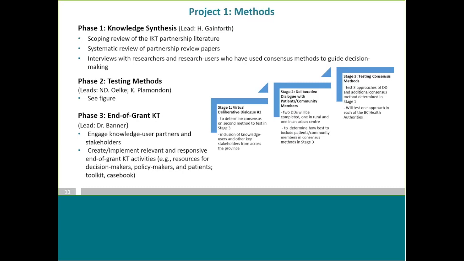Phase 2 will be the bulk of our project and will occur in years 2 and 3. And this is where we have the little figure here to outline what we're going to do. So initially, we're going to have a virtual deliberative dialogue to gain consensus on a second method to test in phase 3. So we will test deliberative dialogue, but we would like to test another consensus method as well. And we will include knowledge users and other key stakeholders from across the province to help us make this decision.